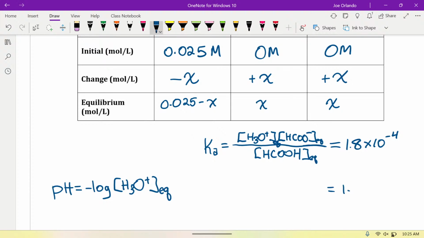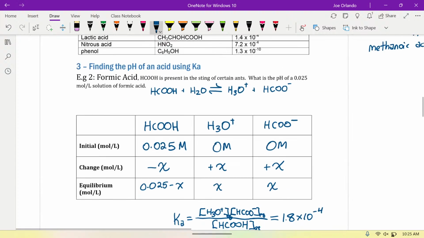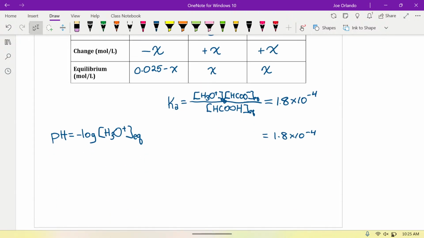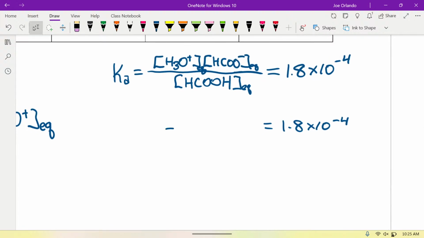This is going to equal 1.8 times 10 to the negative 4. And I'm going to slide this over. Hopefully I still have room for it there. All right, my fraction. What did we say on the top? What are these concentrations at equilibrium? X and X. And on the bottom? Okay. And what do we have here? We have a quadratic.